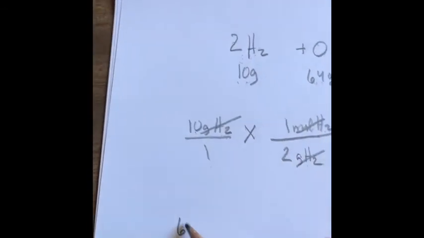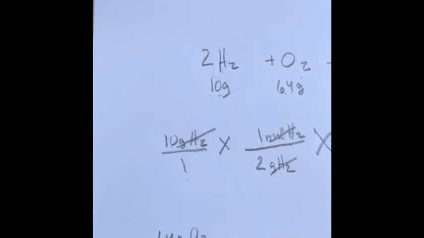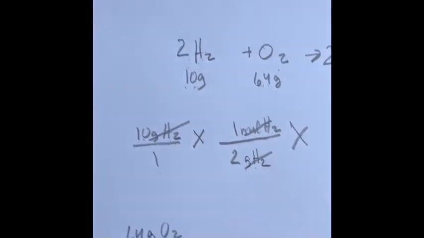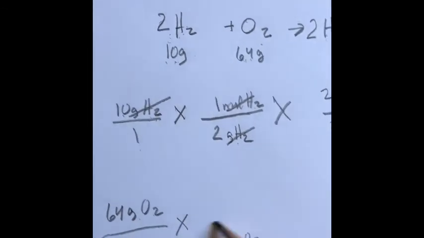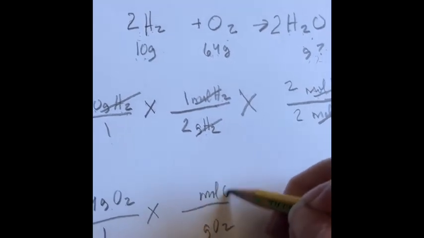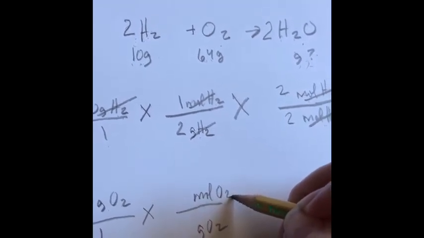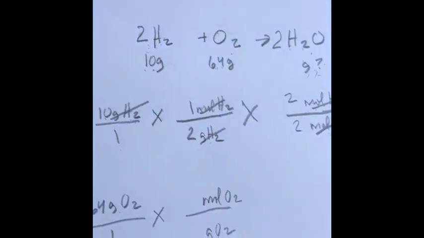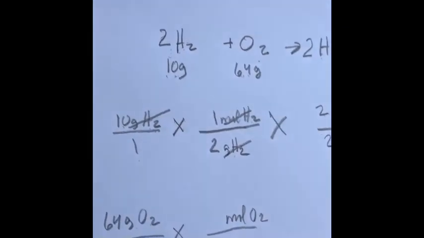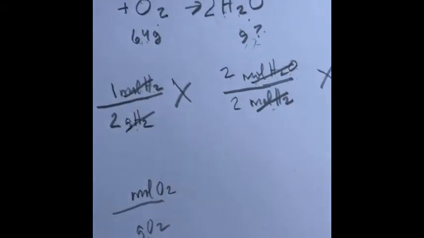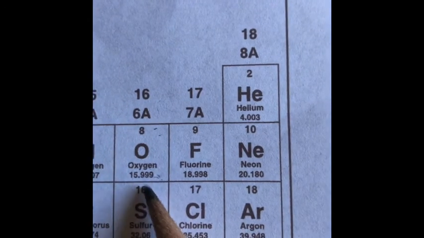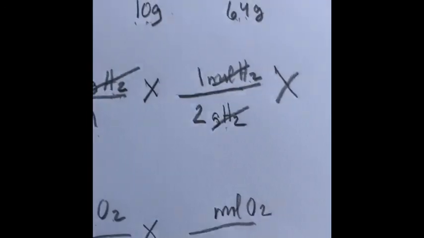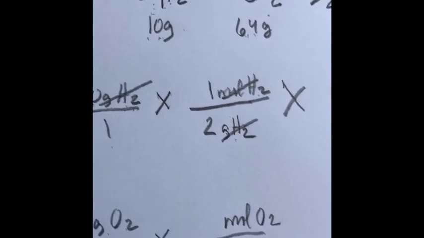So remember, start with what they give you. They gave you 64 grams of oxygen, make it look like a fraction. We're going to convert from grams of oxygen to moles of oxygen. And remember, we said go to the periodic table, and remember oxygen is 16, but because there are 2, we put 32. Okay, let's just talk about that a second. Oxygen is 16, and O2 is 2 of them, so we put 32.